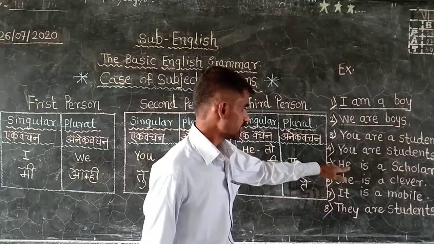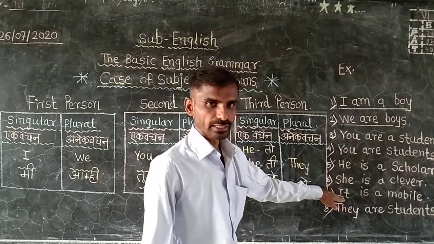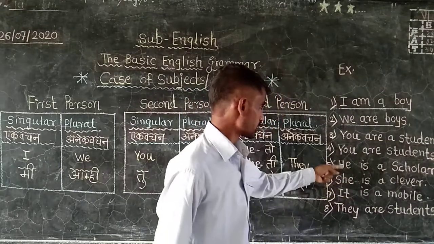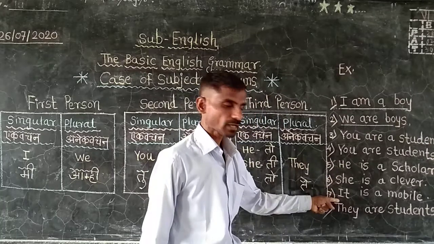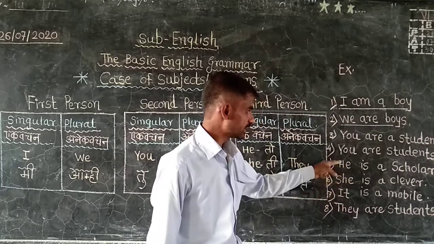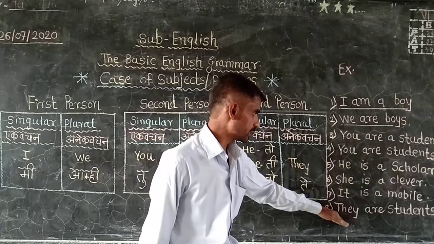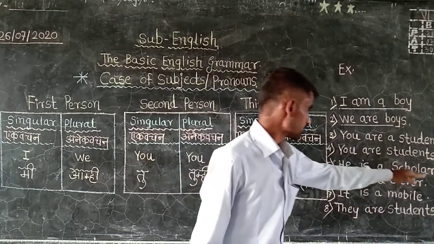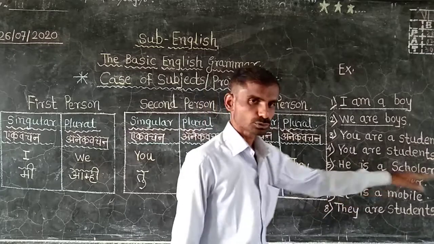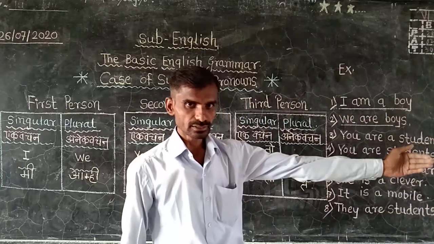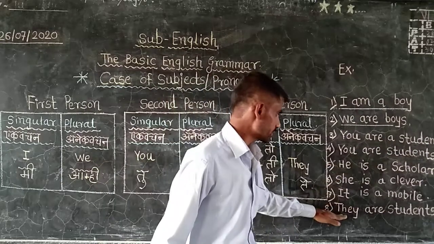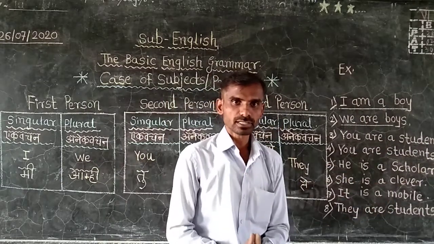Next is he, she, it. We have learned they are known as the subjects of the third person singular, and the plural case of these third person singular subjects is they. Therefore he is a scholar, she is clever, and they are students of the classroom.